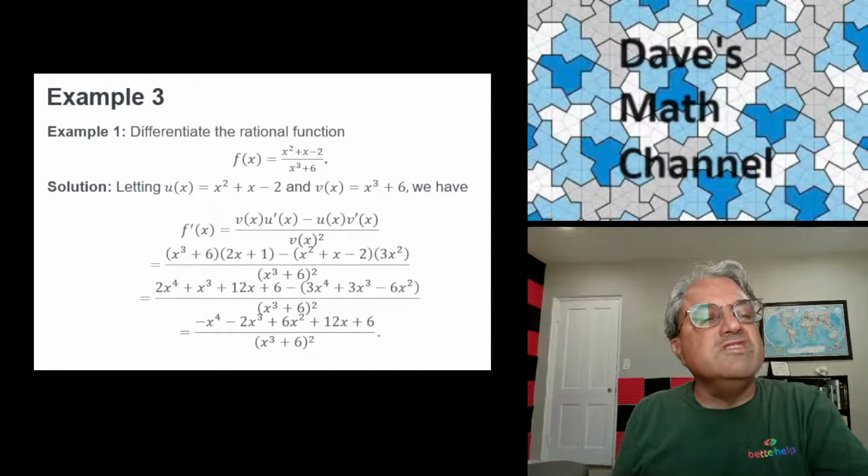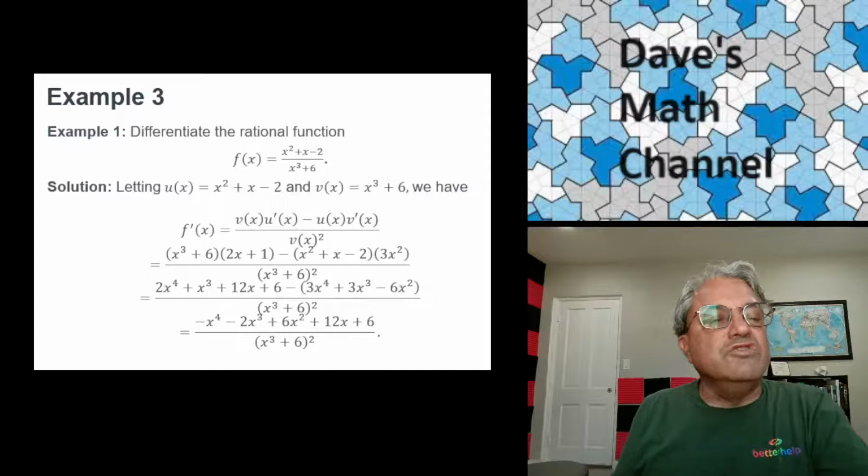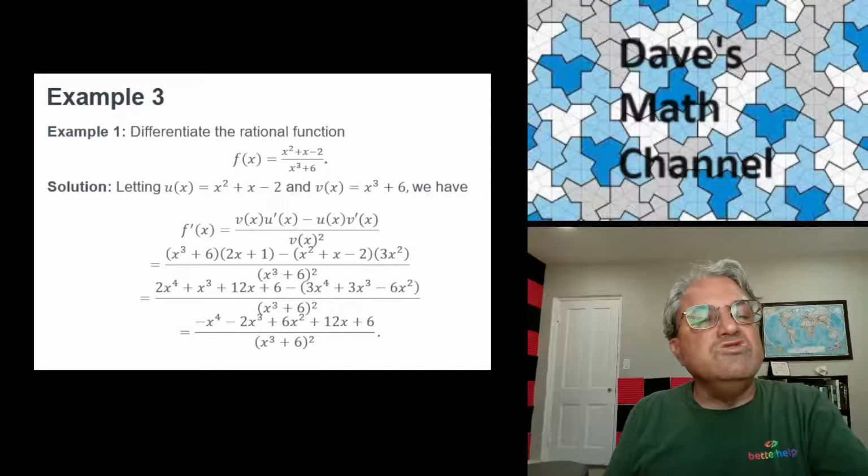So f prime of x, again, you use the quotient rule: v of x u prime of x minus u of x v prime of x, over v of x quantity squared. And so v of x is x cubed plus 6. u prime of x is 2x plus 1. That's your first product, and now you're subtracting the product x squared plus x minus 2. That's u of x, and you're multiplying that by v prime of x, which is 3x squared. And your denominator is x cubed plus 6 quantity squared. That's v of x squared.